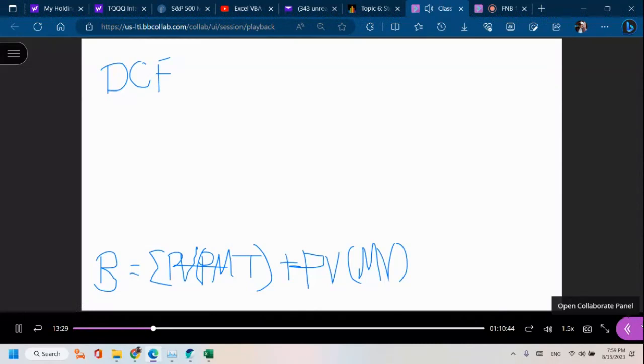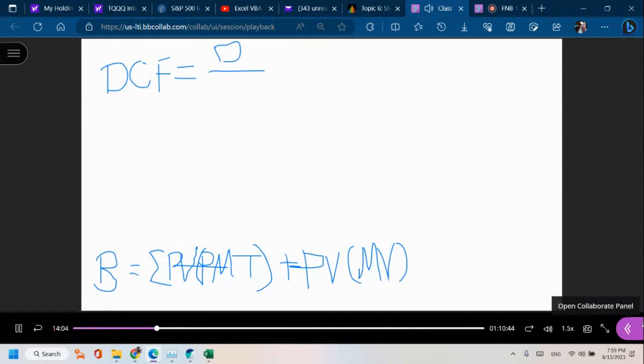Now, just like that, what is the future cash flow in stock? In the case of a bond, it is the coupon payment, the coupon interest. In the case of stock, what is that? In the case of stock, it is dividend, future cash.